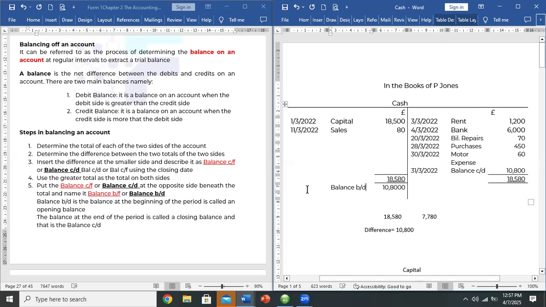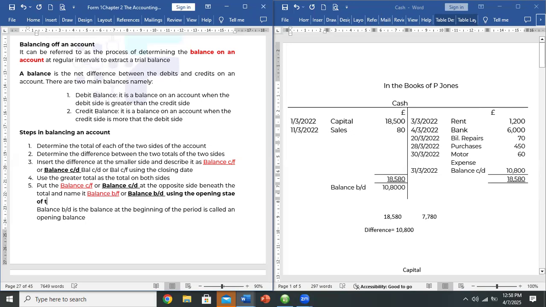And what date would you use? You will use the opening date of the next period, right? So let me add, using the opening date of the next period.